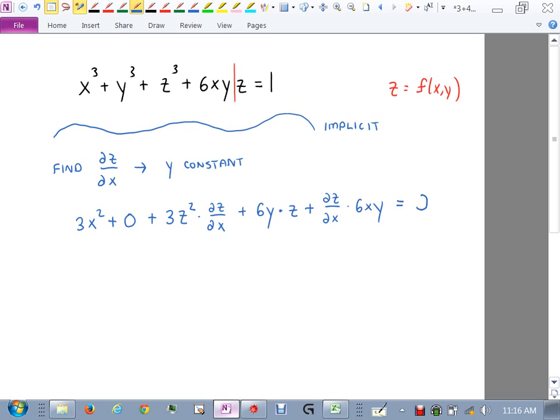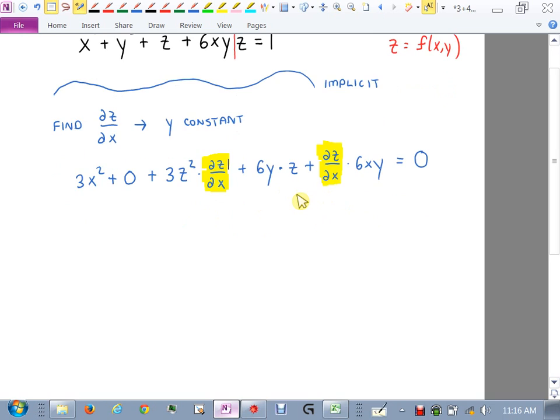And so in here, you've got your partial z with respect to x. It appears in two places. So you move things around algebraically to the other side of the equation, you isolate it, and you're done. Okay? I'm not going to work through the rest. But any questions on that?